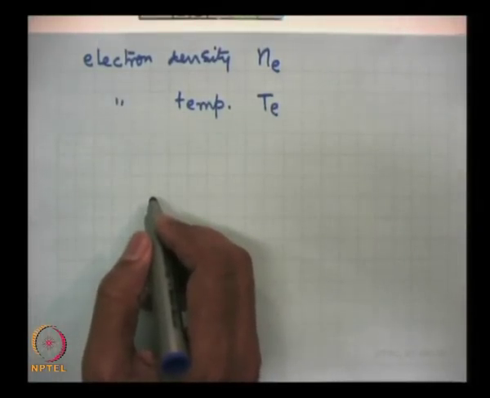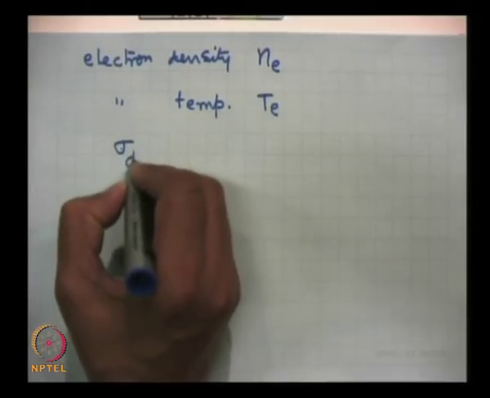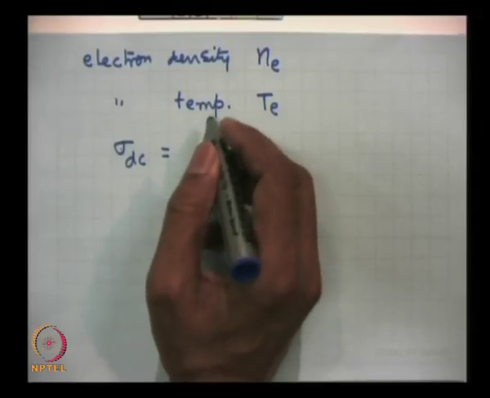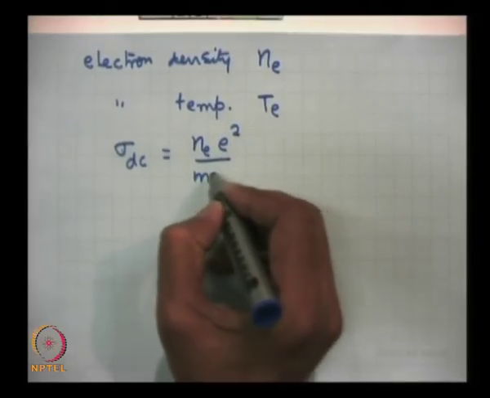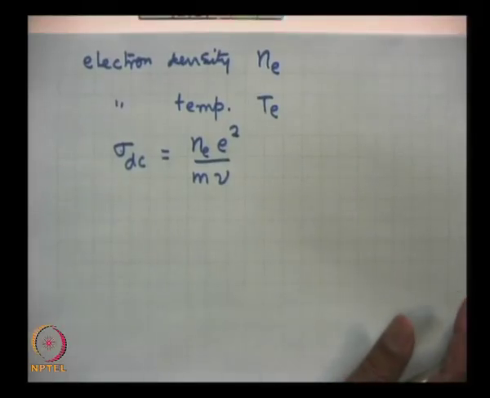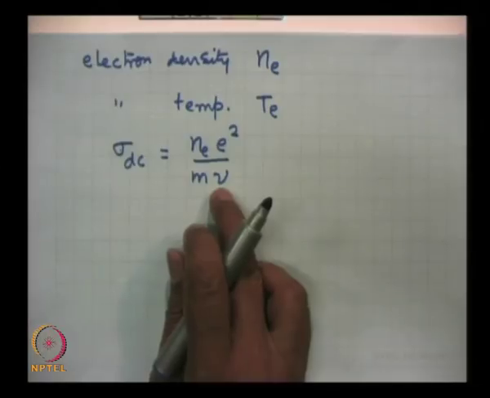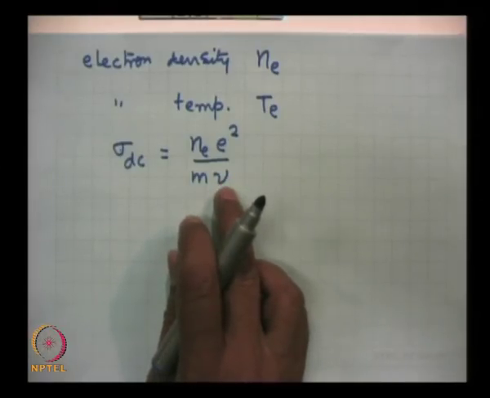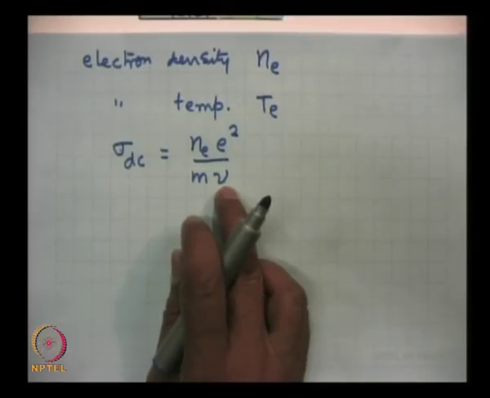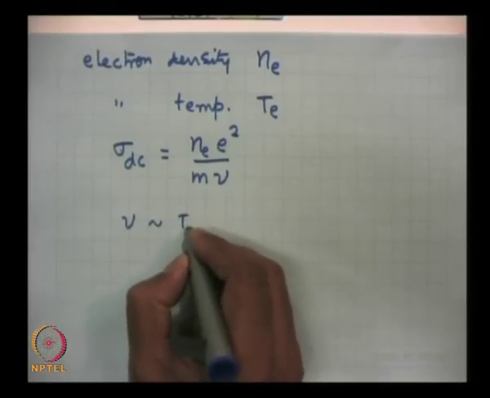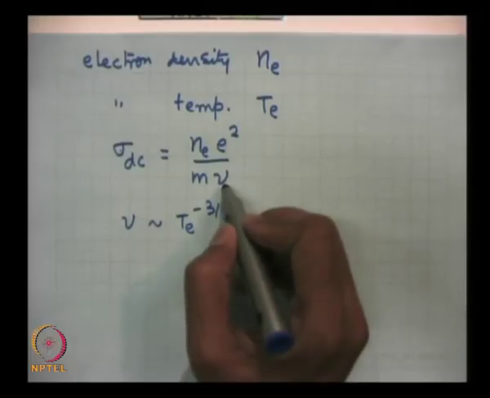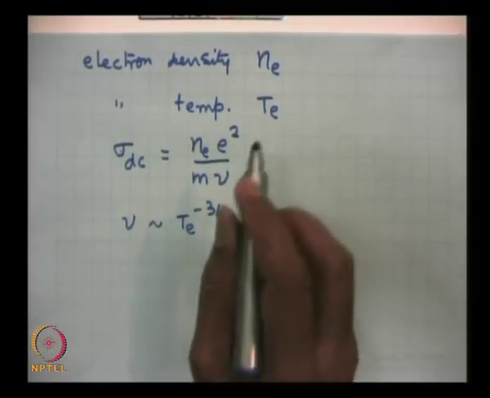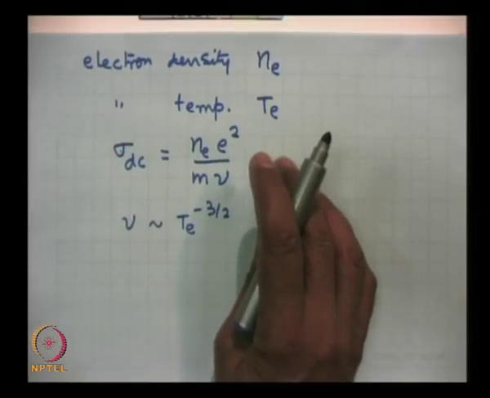It is also characterized by electrical conductivity, sigma DC, for which we will obtain an expression which depends on electron density, electron charge square, mass of the electron and collision frequency nu. Nu is the number of collisions an electron suffers per second, we shall derive this expression. And in a strongly ionized plasma, where there are no neutral atoms, only ions and electrons, this nu decreases with electron temperature. So, when you have a plasma of higher and higher temperature, the collision frequency becomes smaller and smaller, and conductivity is very large. And this conductivity could be of the order of the conductivity of a metal or even larger.